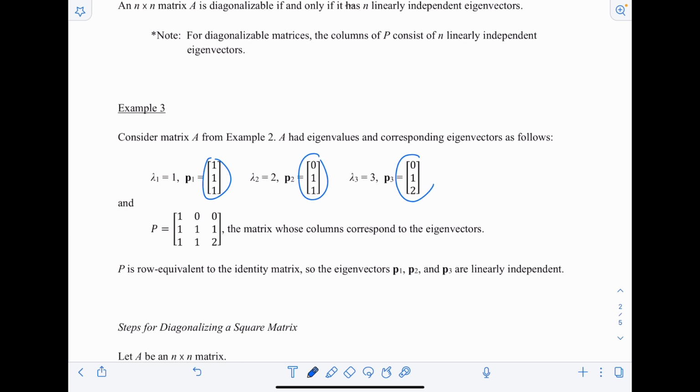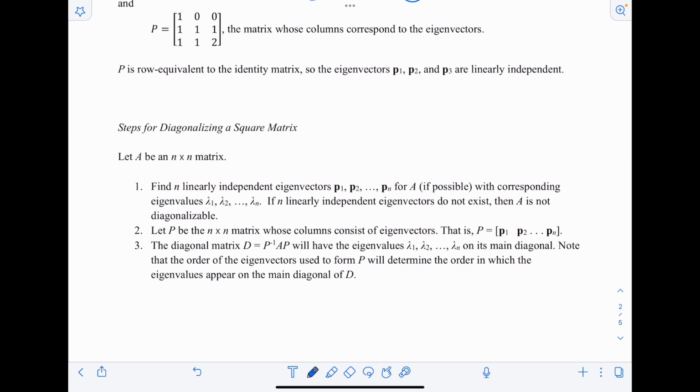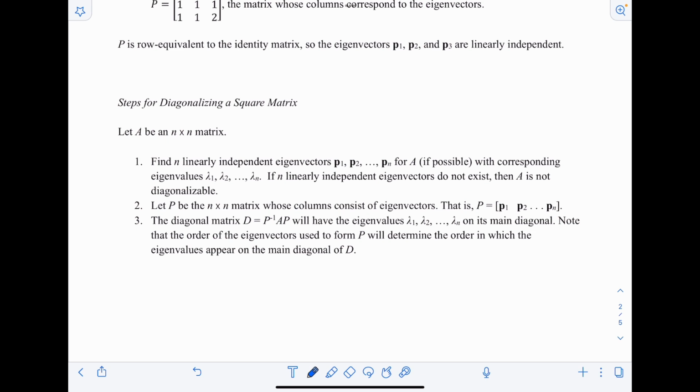All right, so finally, just some steps for diagonalizing a square matrix. Again, this is just for your reference. If you ever forget how to do this, you can look back to this. Basically, we start with a square matrix, an n by n matrix. The first step is to find those n linearly independent eigenvectors with corresponding eigenvalues. And if you can't find n linearly independent eigenvectors, then A is not diagonalizable.